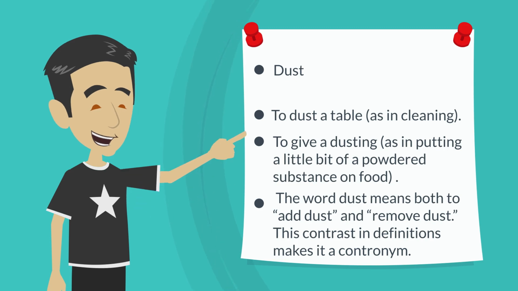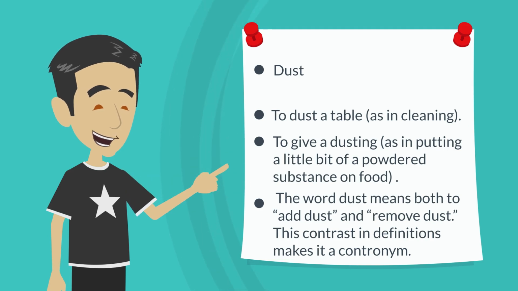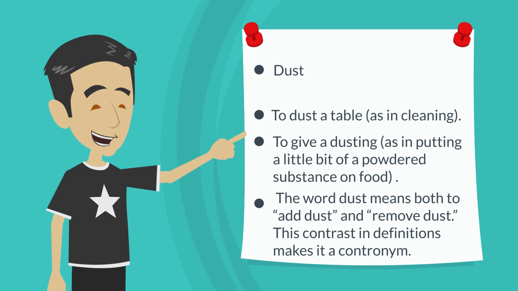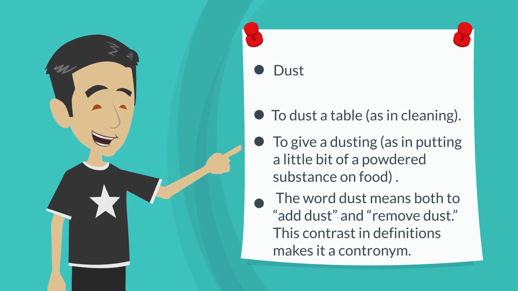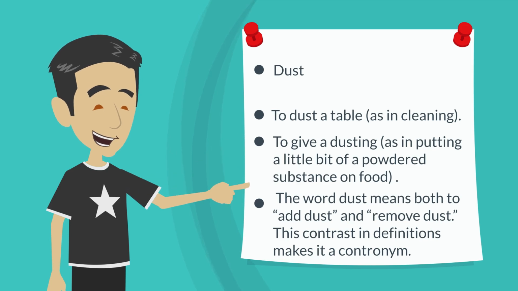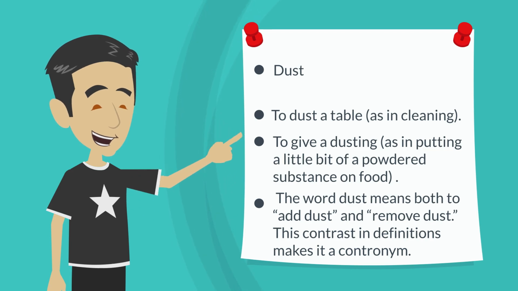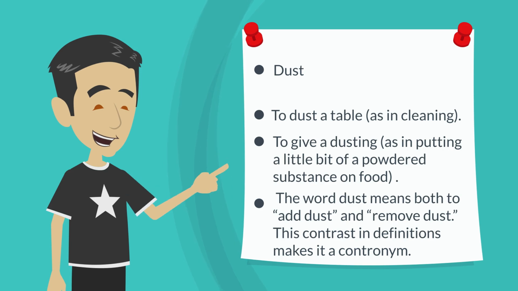One of the most common contronym examples is dust. As a verb, dust can mean to dust a table, as in cleaning. To give a dusting, as in putting a little bit of a powdered substance on food. Essentially, the word dust means both to add dust and remove dust. This contrast in definitions makes it a contronym.